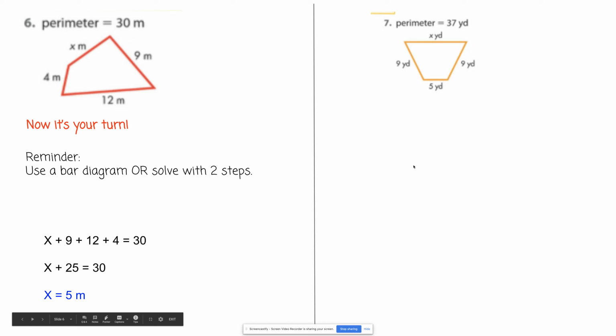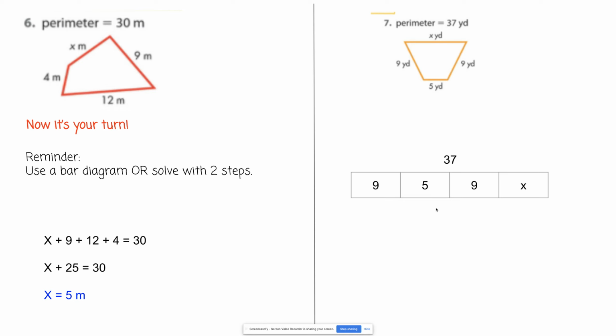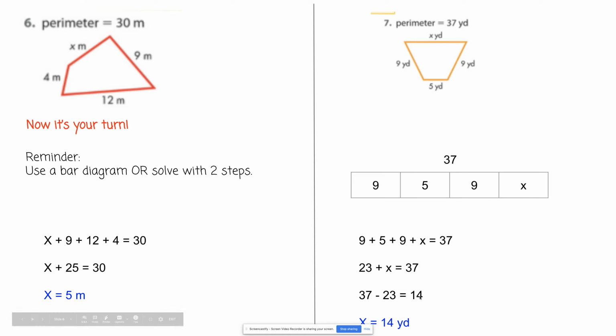Let's try another one. In this question, the whole perimeter is 37 yards. So what's given is 9 plus 5 plus 9, and then you're going to subtract from 37. Everybody try to do that now on your paper. I used a bar diagram for this one. And then my work shows that when I add the 3 sides, plus x is equal to 37. I get 23 plus x equals 37, and then I subtract and I got 14. So the unknown side is 14 yards.